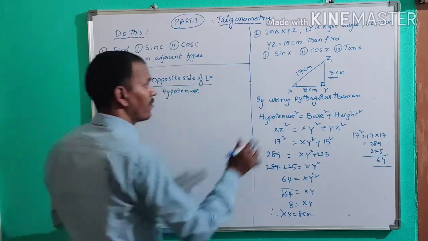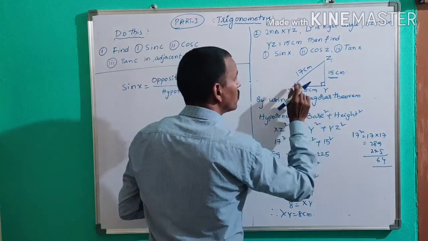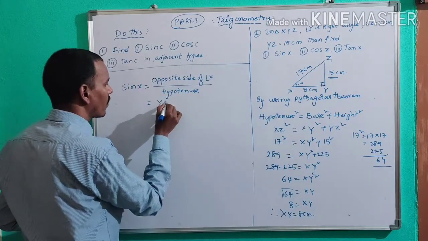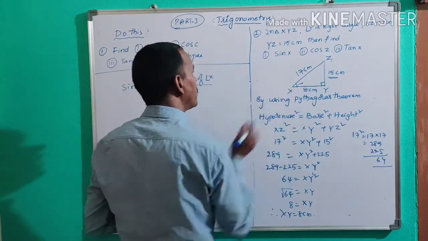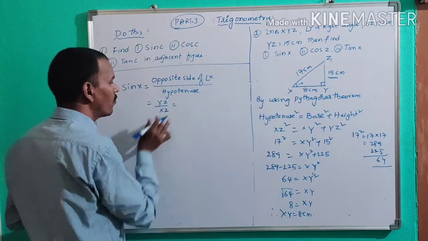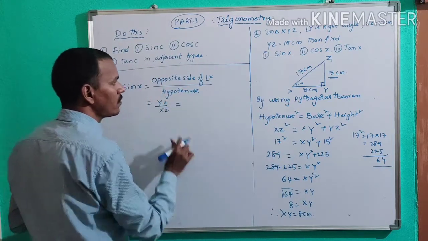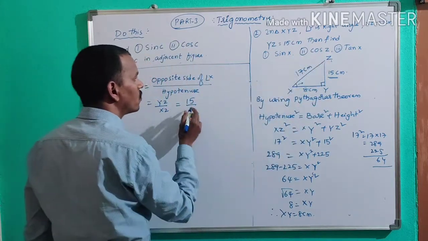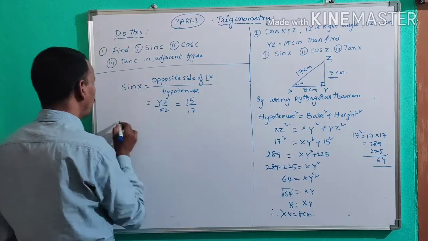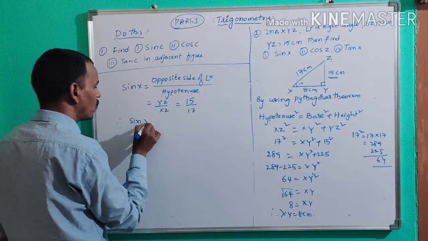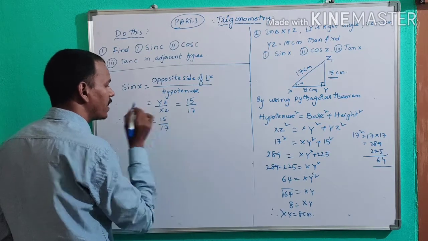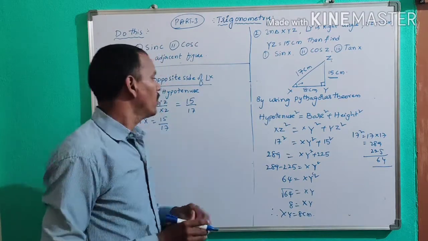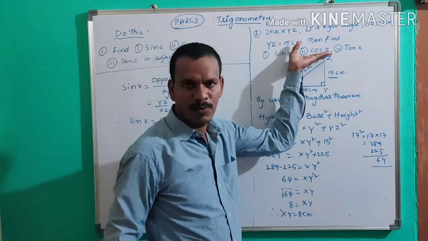So what is the opposite side of angle X? The opposite side is YZ, by the hypotenuse, XZ. YZ is equal to 15 and XZ is equal to 17. Therefore sin X is equal to 15 by 17. Is there any cancellation? No, that is the only answer. Now go to cos Z.